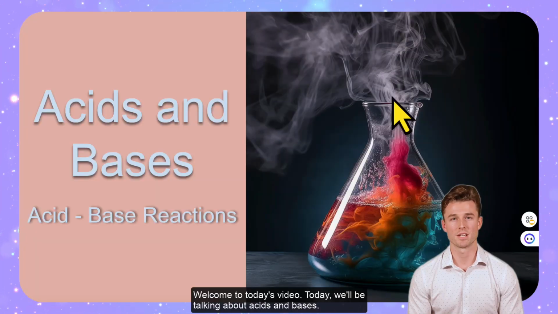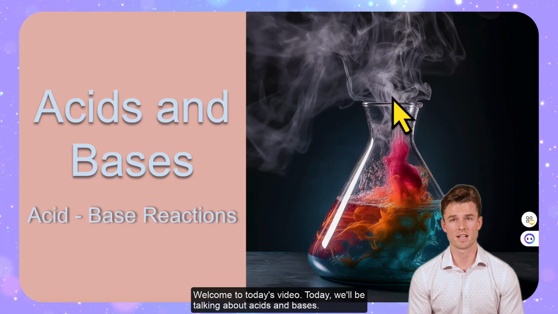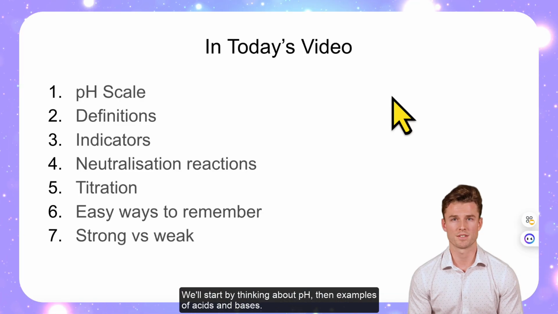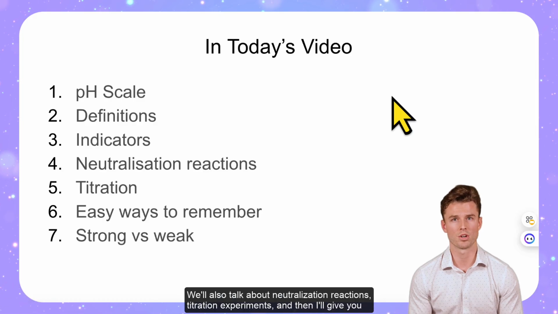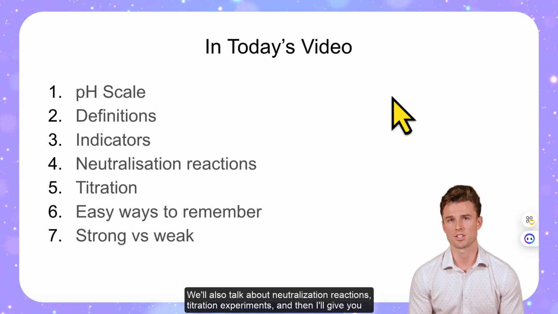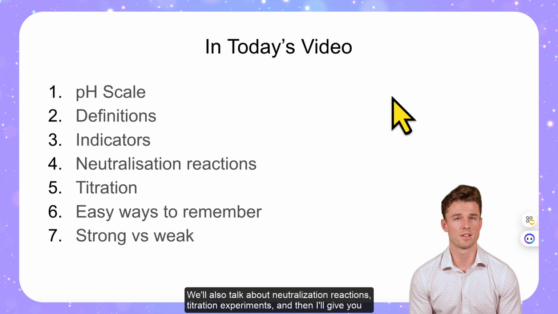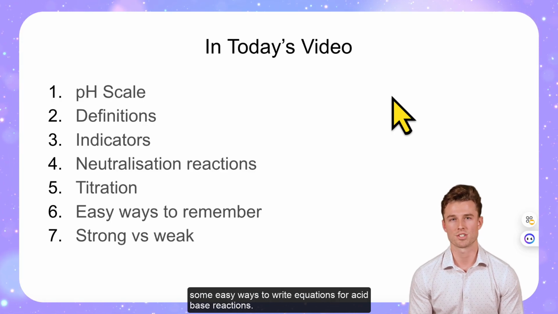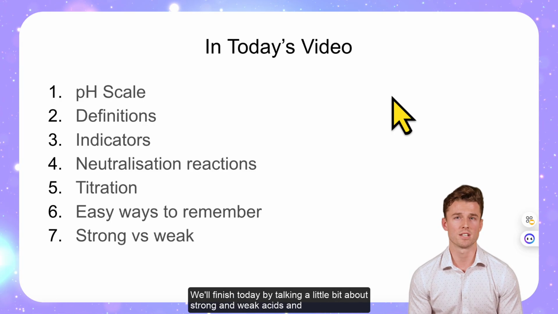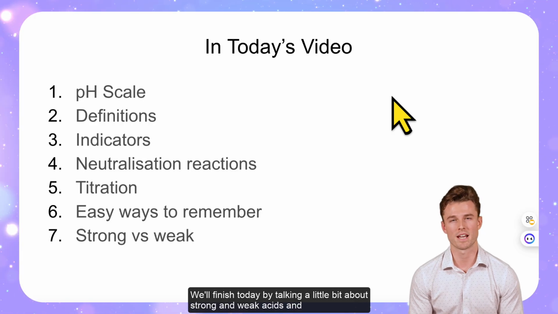Welcome to today's video. Today, we'll be talking about acids and bases. We'll start by thinking about pH, then examples of acids and bases. We'll also talk about neutralization reactions, titration experiments, and then I'll give you some easy ways to write equations for acid-base reactions. We'll finish today by talking a little bit about strong and weak acids and alkalis.